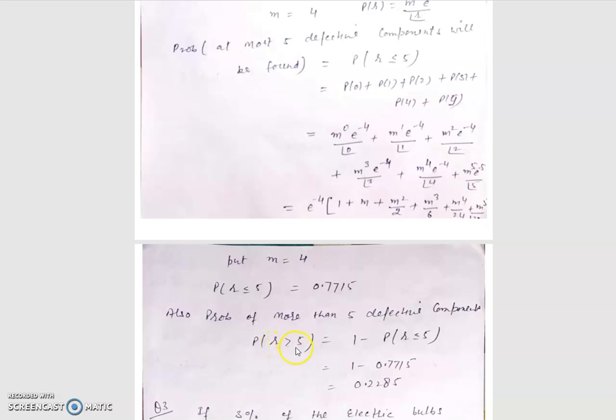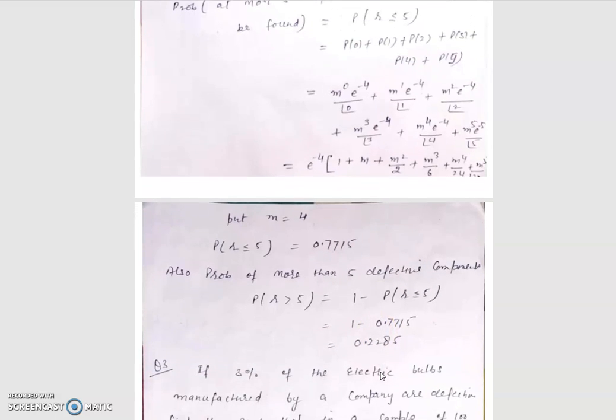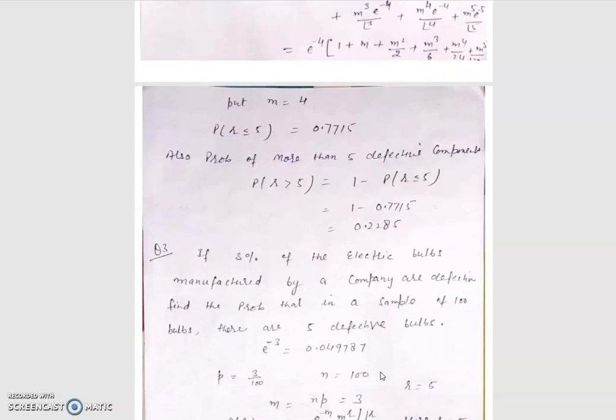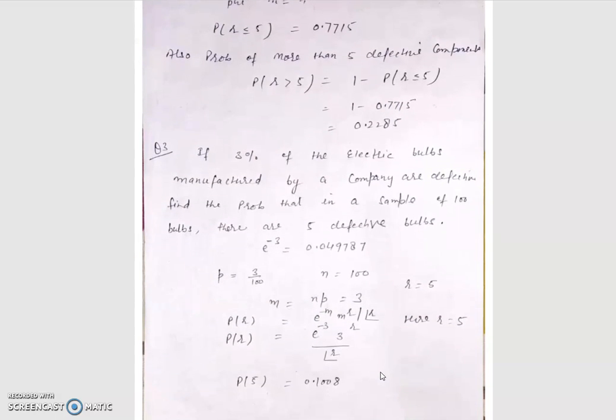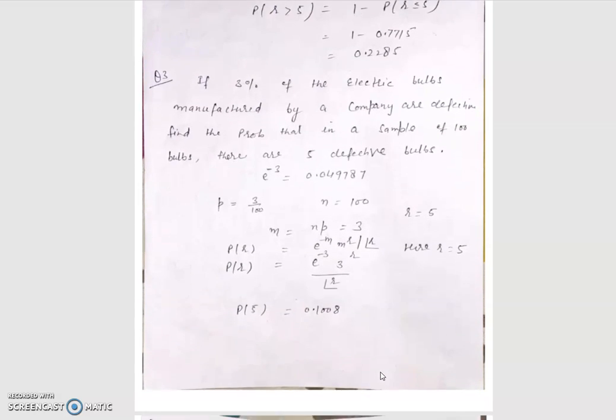For r greater than 5, we can find 1 minus the probability that r is less than or equal to 5. What is the probability that r is less than or equal to 5? This is 0.7715. So when we subtract 1 minus 0.7715, we get 0.2285. This is the probability of more than 5 defective components.